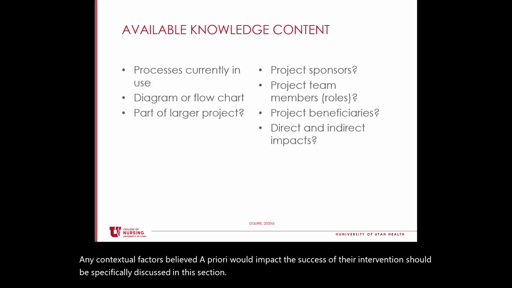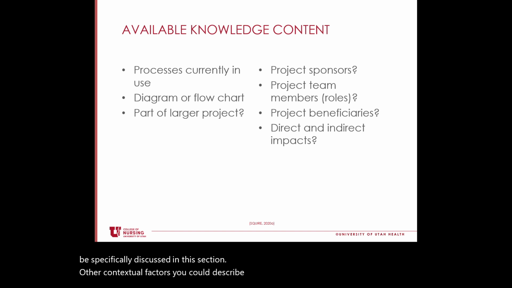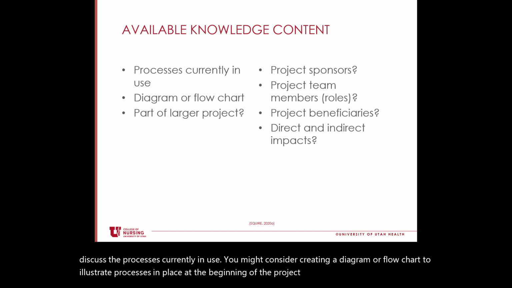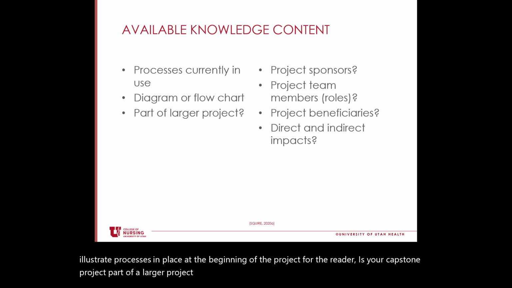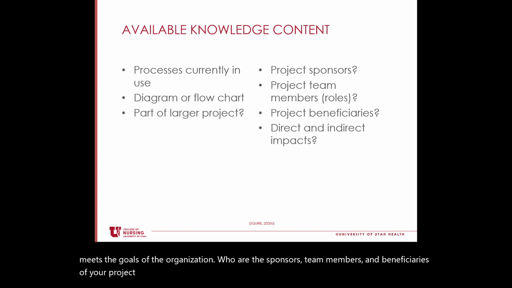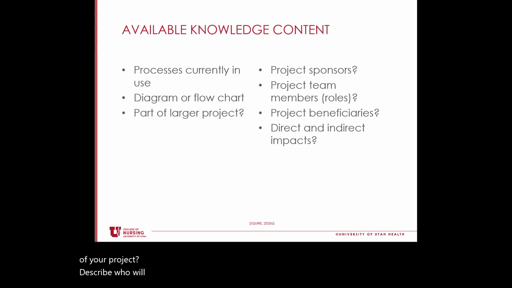Other contextual factors you could describe are mentioned in the paper template. You could discuss the processes currently in use. You might consider creating a diagram or flowchart to illustrate processes in place at the beginning of the project for the reader. Is your capstone project part of a larger project? If so, describe how your project fits with the larger project or meets the goals of the organization. Who are the sponsors, team members, and beneficiaries of your project? Describe who will be directly and indirectly impacted by your project.